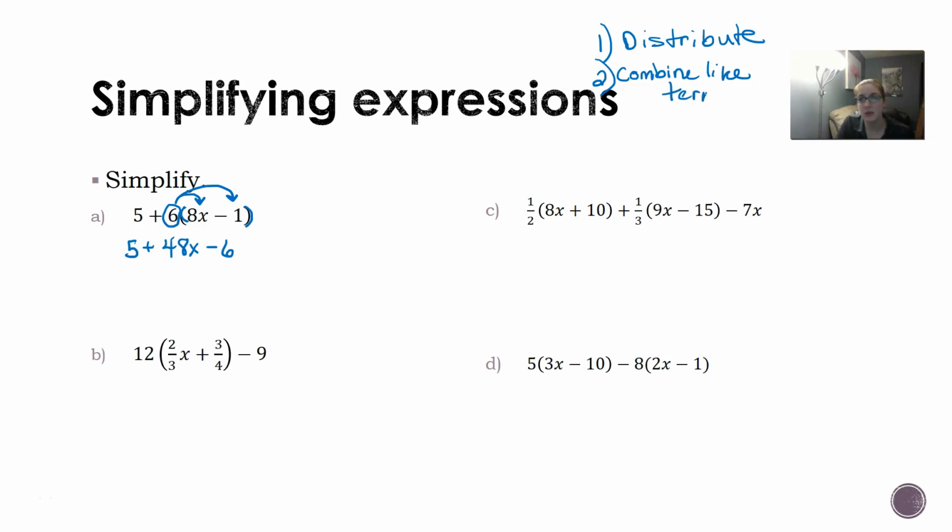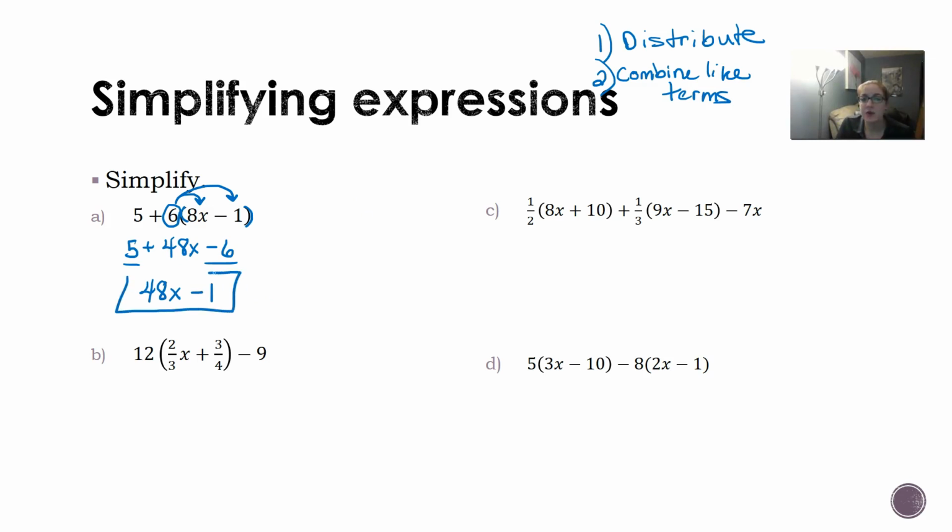It's really a two-step process. There's nothing really beyond that. So here, what are our like terms? Well, we have an x term. There's no other x term, so we're just going to drop that down. But we do have constants, 5 and negative 6. Let's go ahead and add those together. 5 minus 6 is going to get you negative 1.